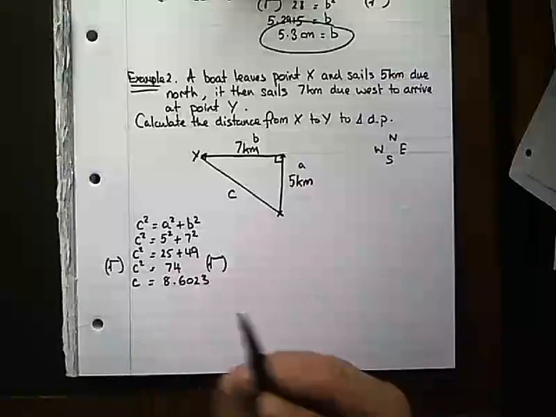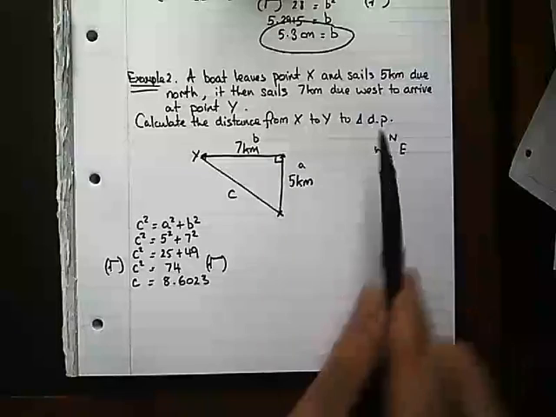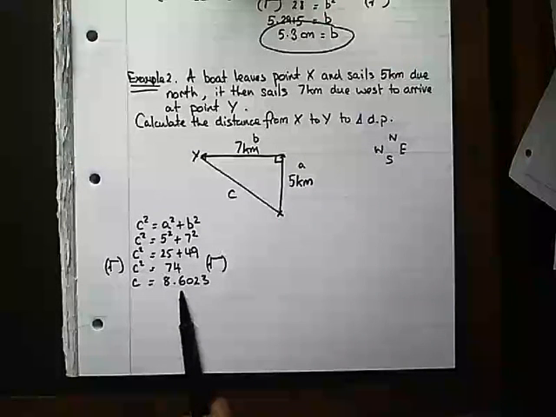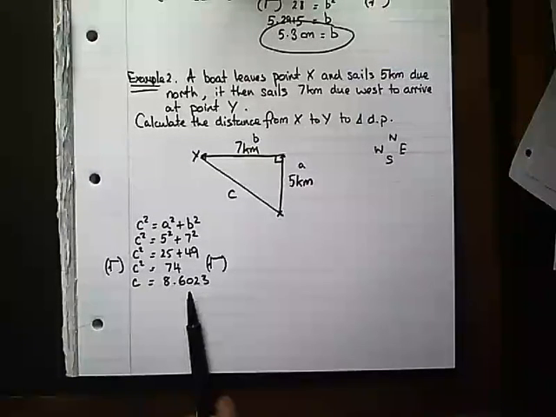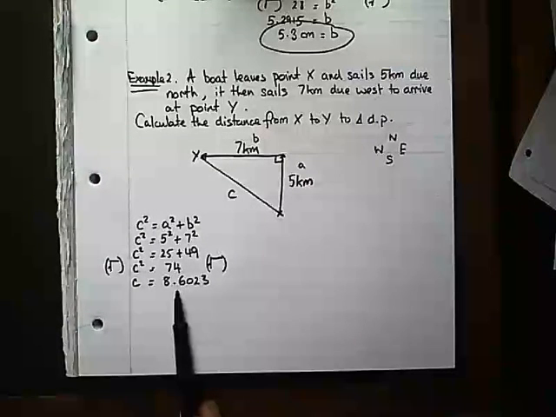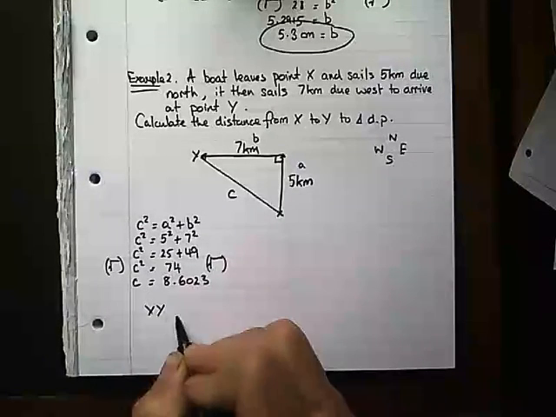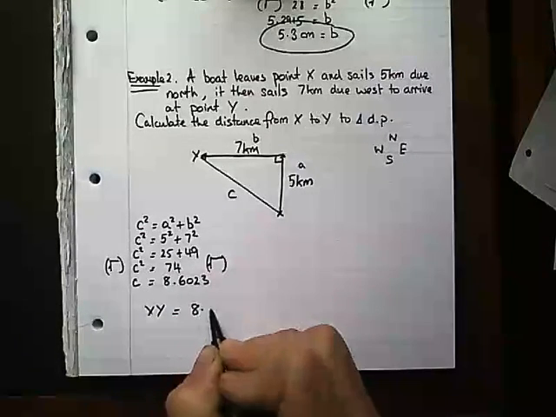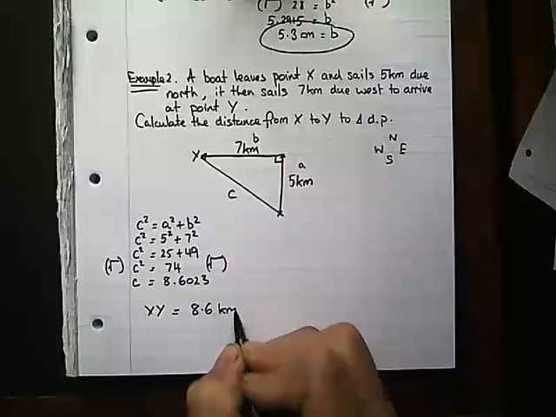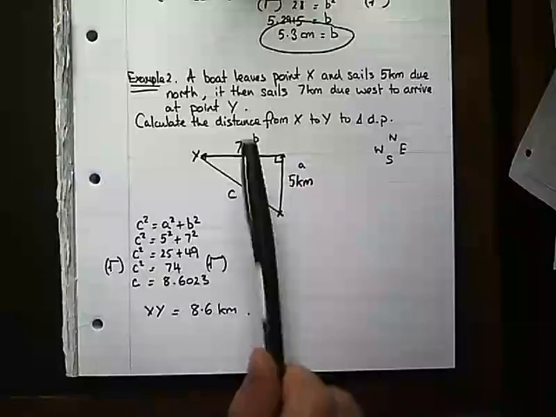Right, and where did they want it to be? They wanted it to be to one decimal place. So, first decimal place is the 6, the next numbers are 0, so I chop off the 0, the 2 and the 3, and because it's a 0, I leave it alone. So, XY, the distance, equals 8.6 kilometers.